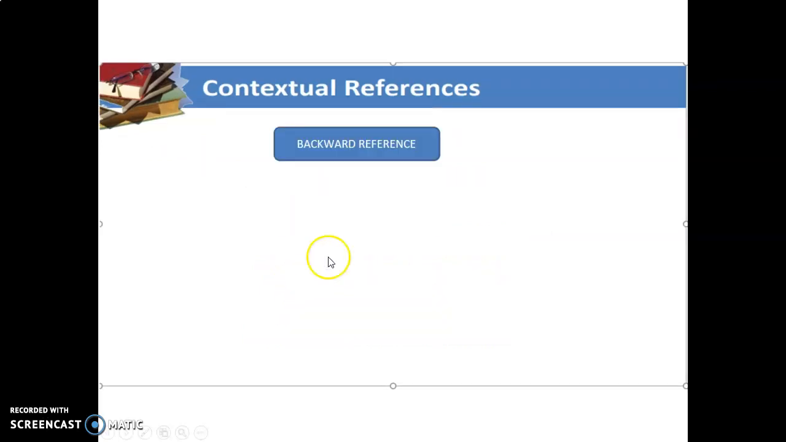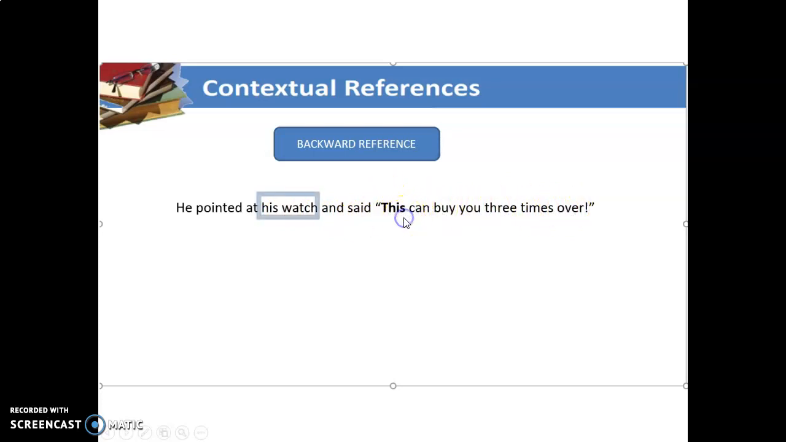So the first one is backward reference. He pointed at his watch and said, "This can buy you 3 times over." So what does this refer to in the sentence? His watch, right? And as you see, this is a backward reference because the reference, as you see here, takes place before the referent.